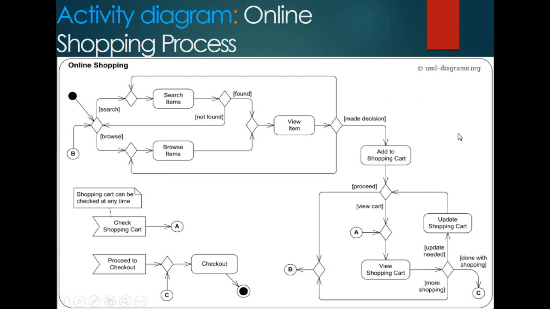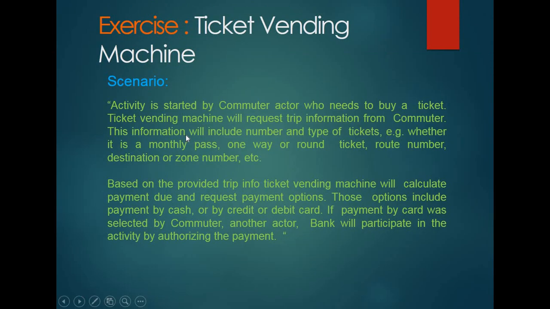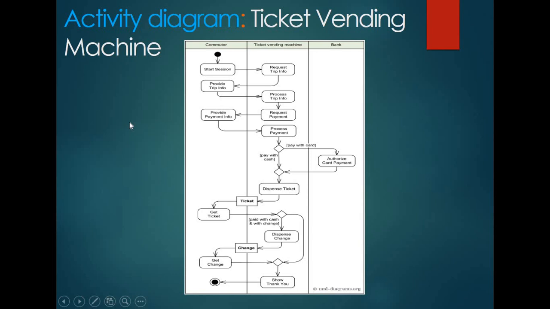Okay, so this is an activity diagram for our shopping process, the online shopping process. Okay, we will discuss our second example, that is the ticket vending machine activity diagram.